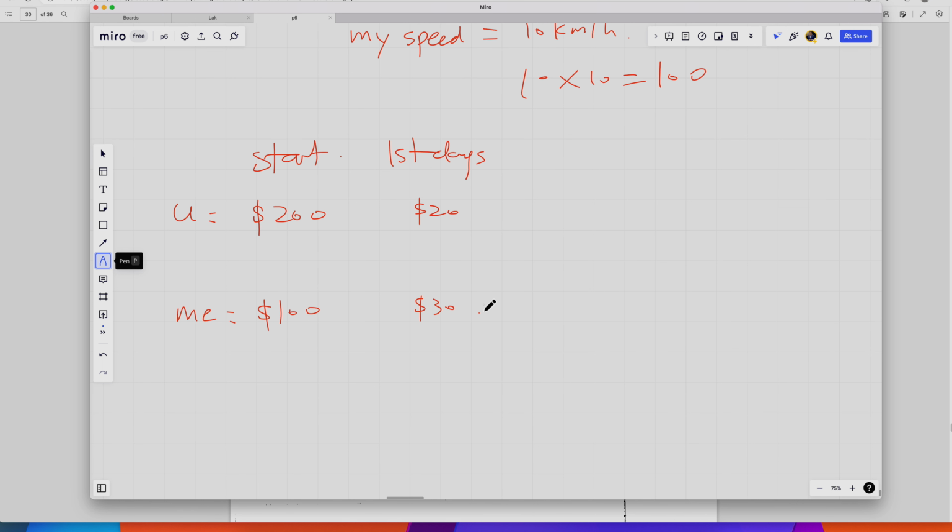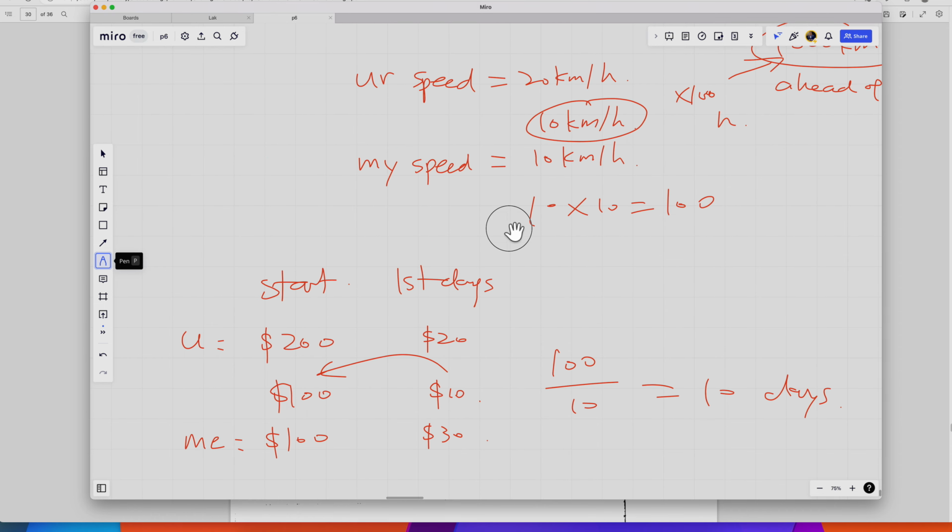So first you find out the difference, which is 100. One day you can catch up 10. So how many days can you catch up 100? 10 days. So the answer is 100 divided by 10, so it's 10 days. Does it make sense? That's how you get 10 days in this case.